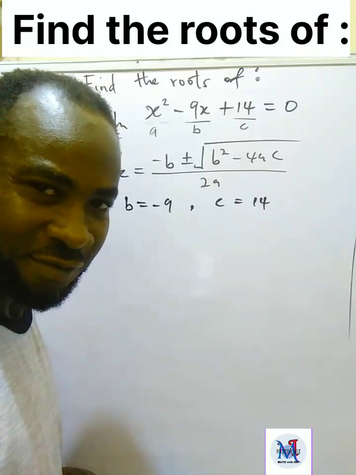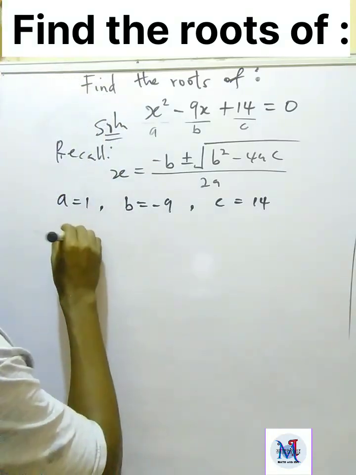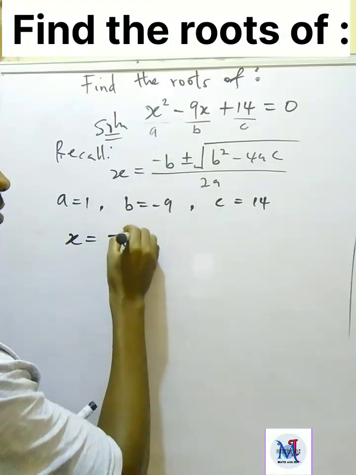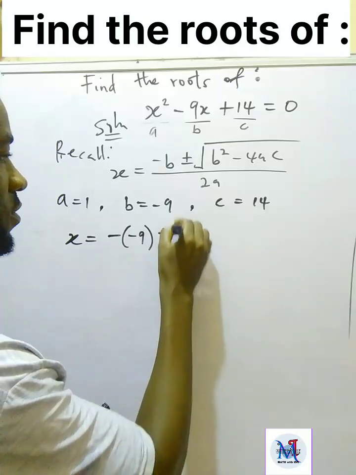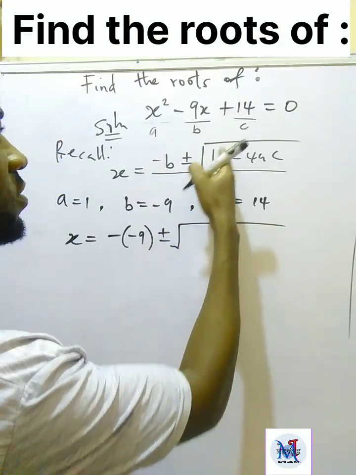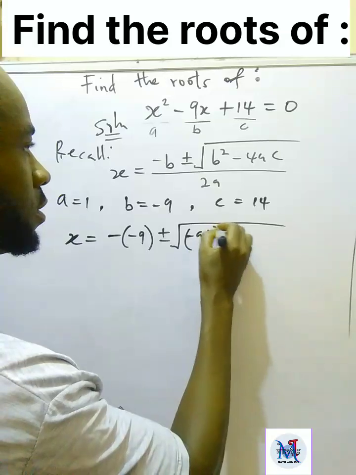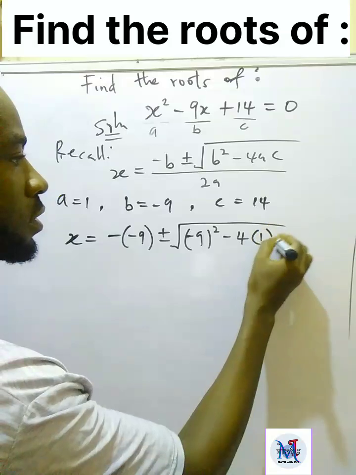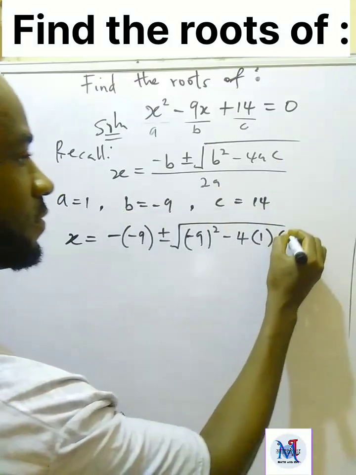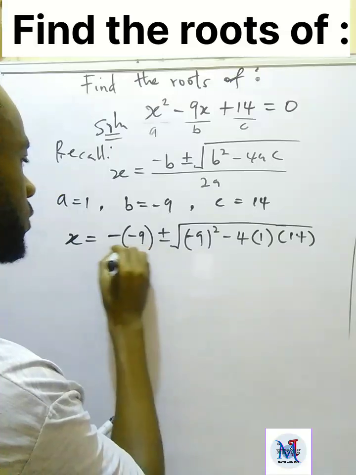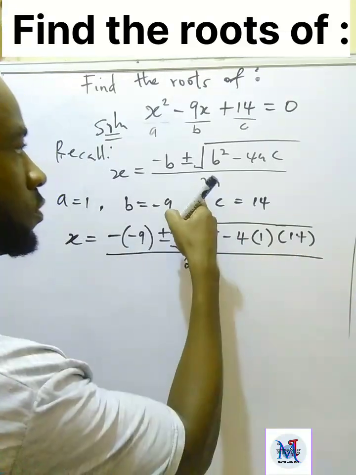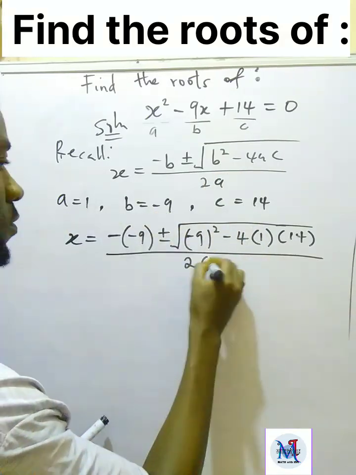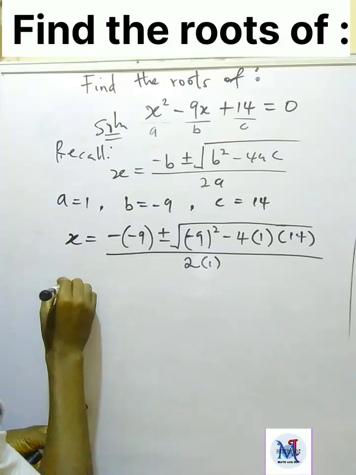So these values are what we are going to slot into this formula. Is that not interesting? It is. Okay, so let's go. Our x is equal to minus, what's our b? Our b is minus 9, plus or minus square root of b squared, which is minus 9 squared, then minus 4 times a. What's our a? Our a is 1, times c. What's our c? Our c is 14. Can you see that? So everything over 2a. What's our a again? Our a is 1, so 2 times 1. Can you see that? Okay, so let's just simplify our work.